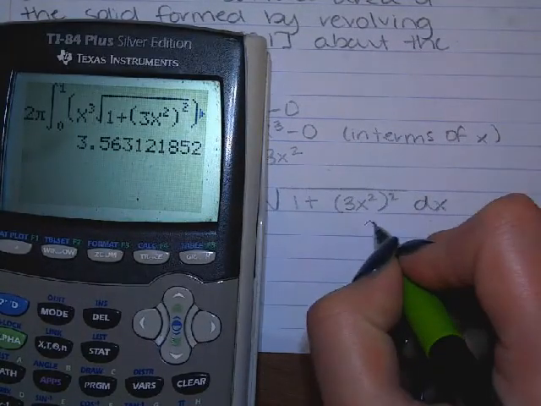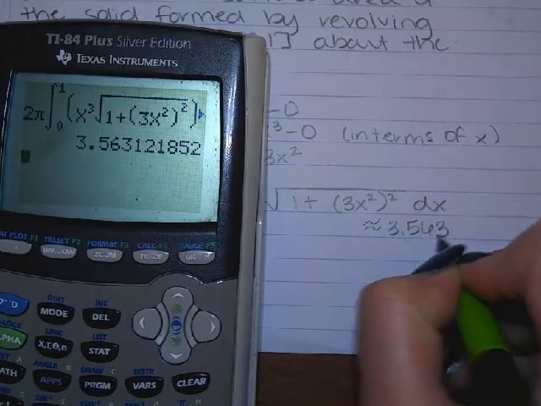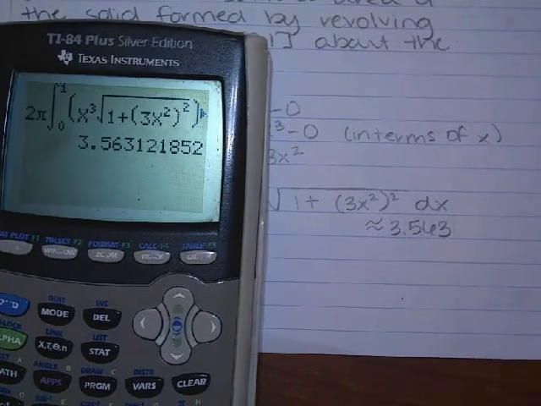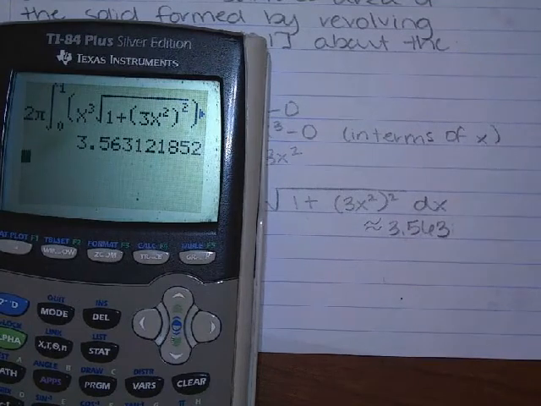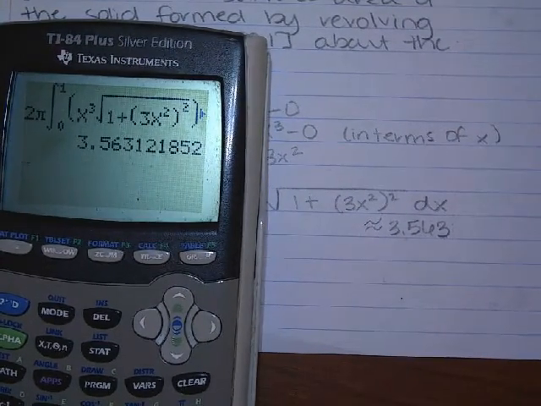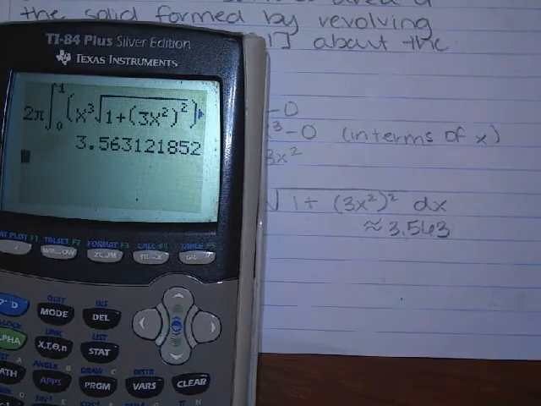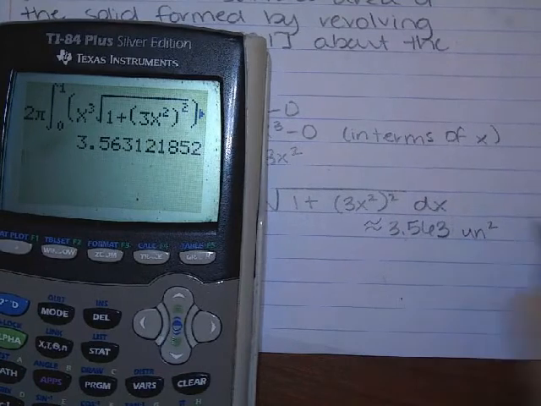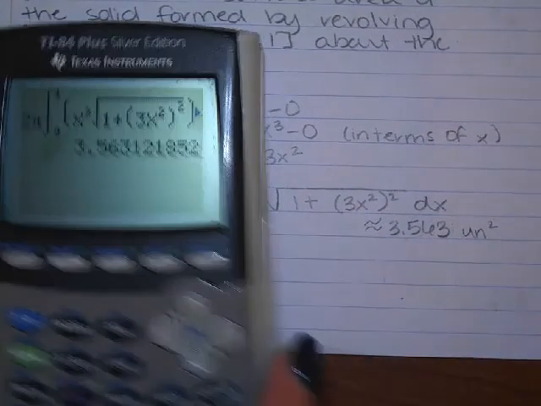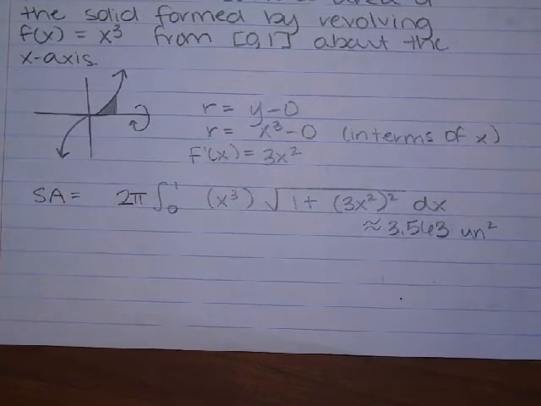All right, so we've got that the surface area is 3.563. If we had given units, what would the units for this problem be since we found a surface area? Inches squared, units squared, centimeters squared, something squared. So units squared. Do you have to write that? No, most of the time they don't give you units, so they don't really expect you to write it, but we can.